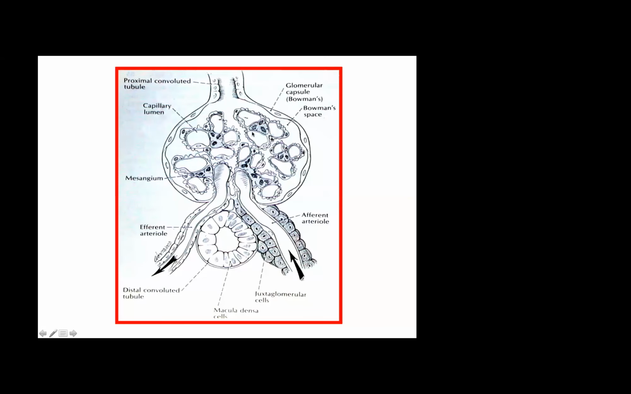Going in, and that's breaking down into capillary loops. And then this efferent arteriole that's carrying the blood out, and that's part of the distal convoluted tubule. We call it that of the afferent arteriole, called the macula densa. Just keep it in mind.